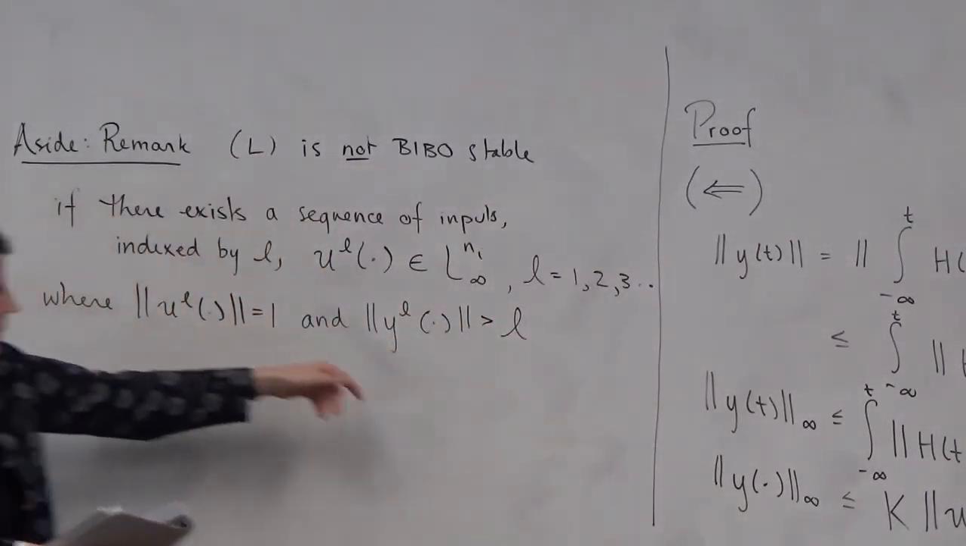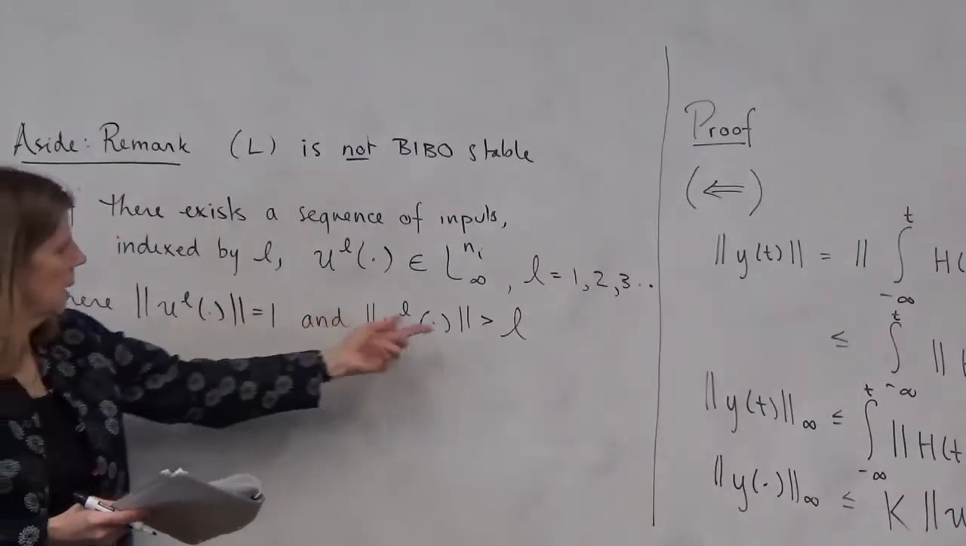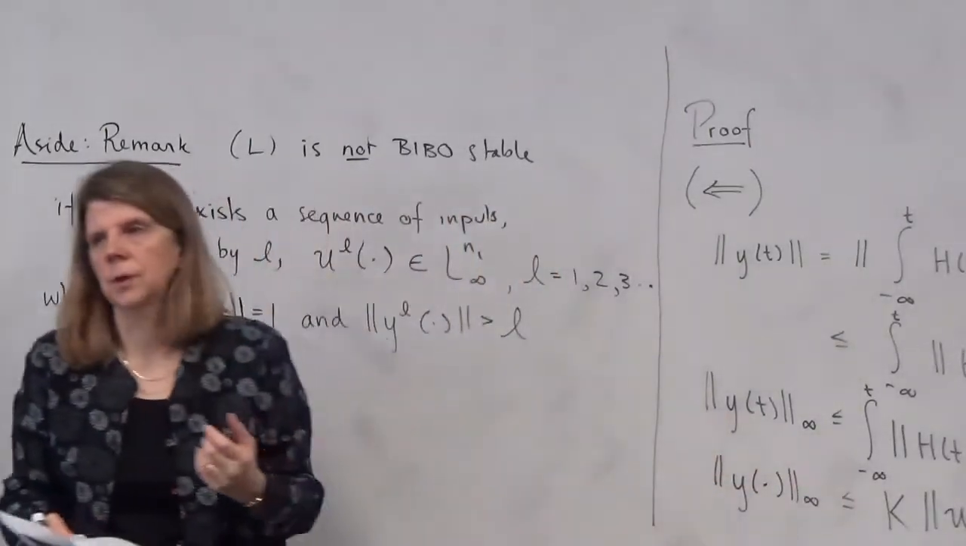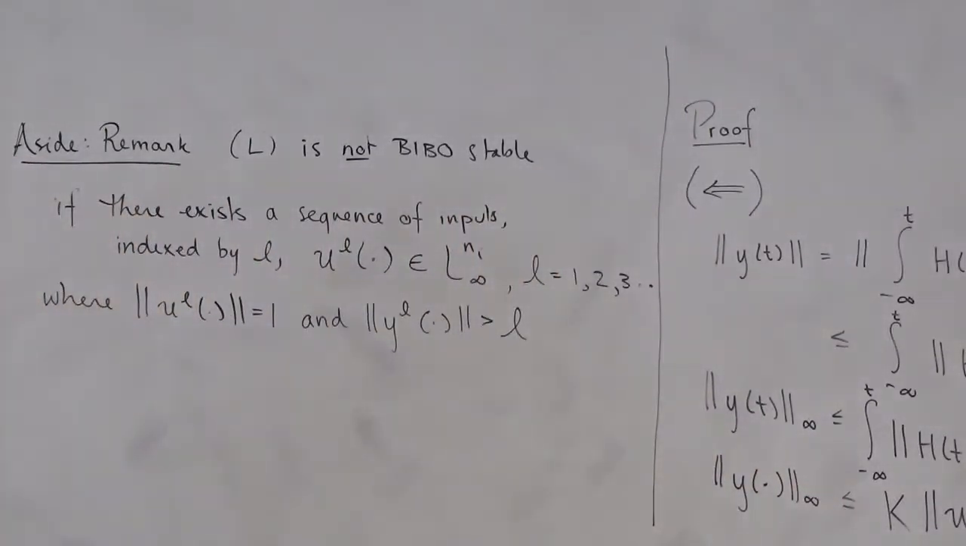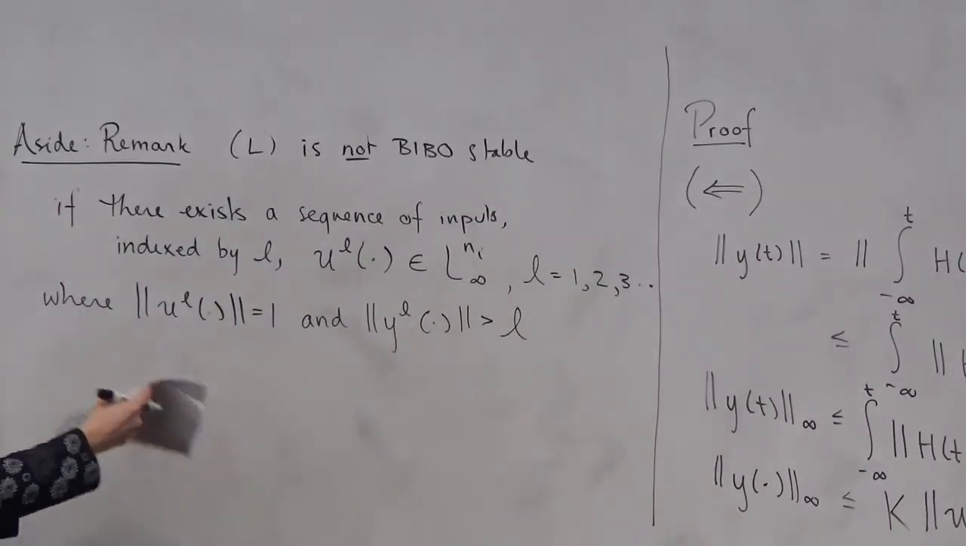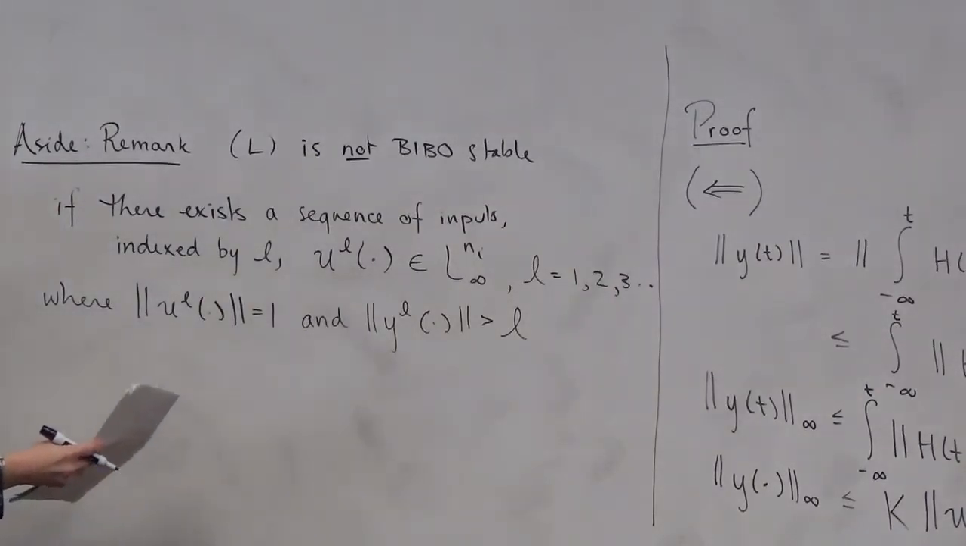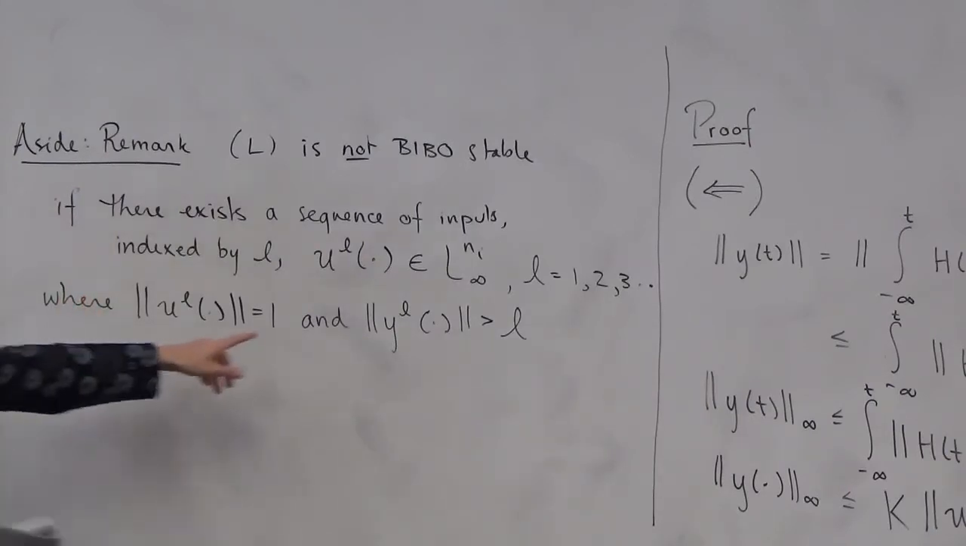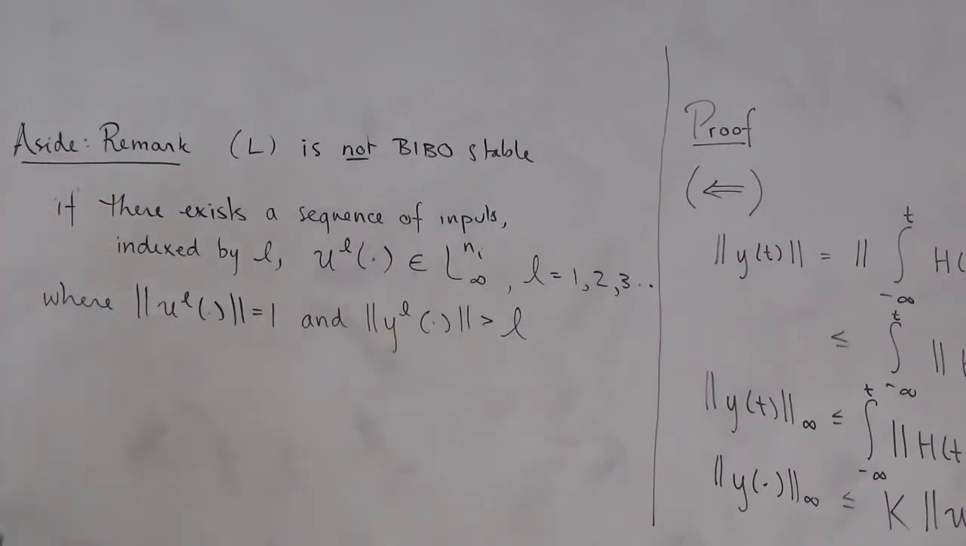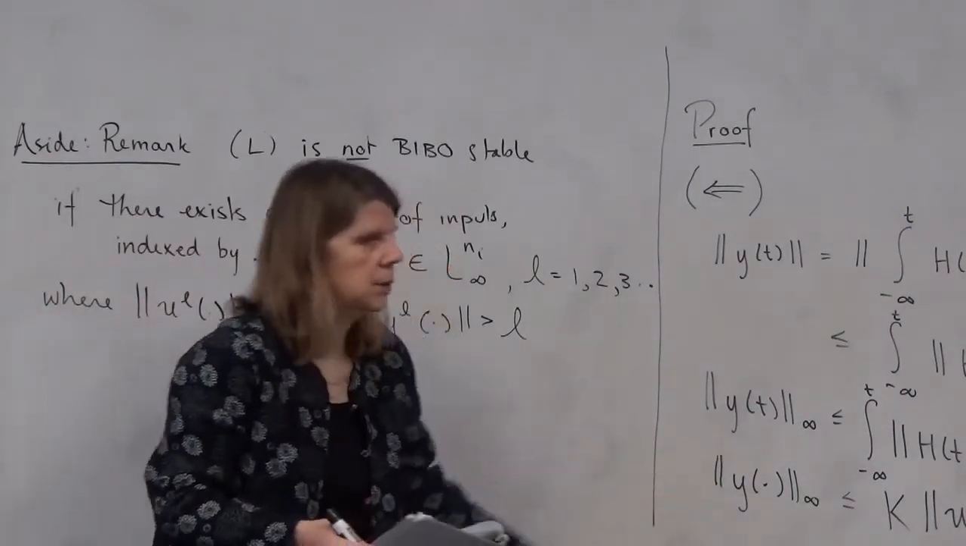Since the input has norm 1, here L is our k for proving boundedness. L is monotone increasing, it's just an index. So if you give me a finite k, I can find a bigger L that will make my output greater than the k that you give me. So if this is true, there's going to be no k which will allow this to be true.